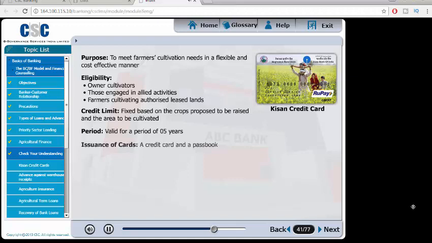Beneficiaries under the scheme are issued a credit card and a passbook. The borrowers would be required to produce this card over the counter for operating the account. Farmers are required to submit land records only once in 5 years.